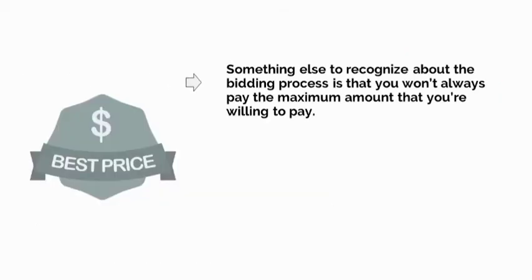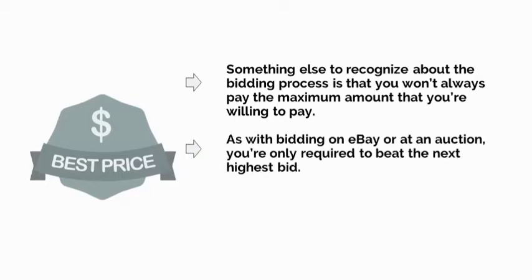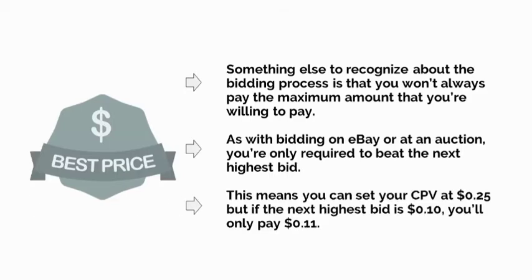Something else to recognize about the bidding process is that you won't always pay the maximum amount that you're willing to pay. As with bidding on eBay or at an auction, you're only required to beat the next highest bid. This means that you can set your CPV at 25 cents, but if the next highest bid is 10 cents, you'll only pay 11 cents.